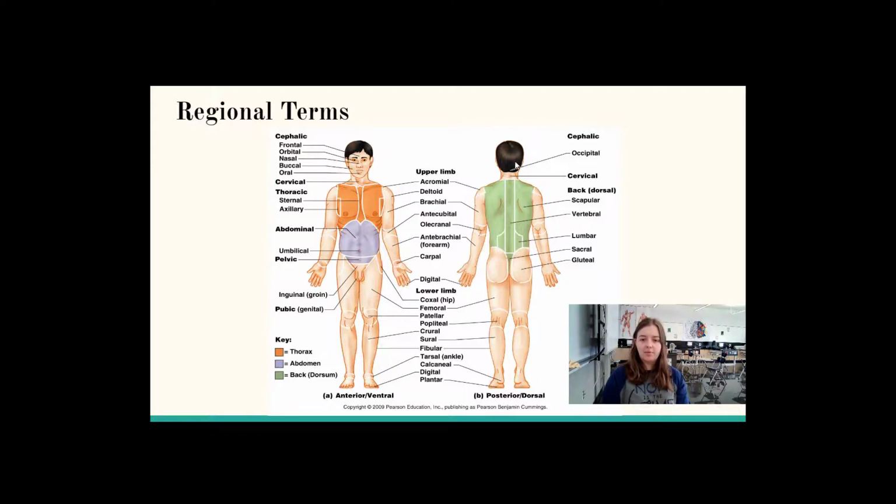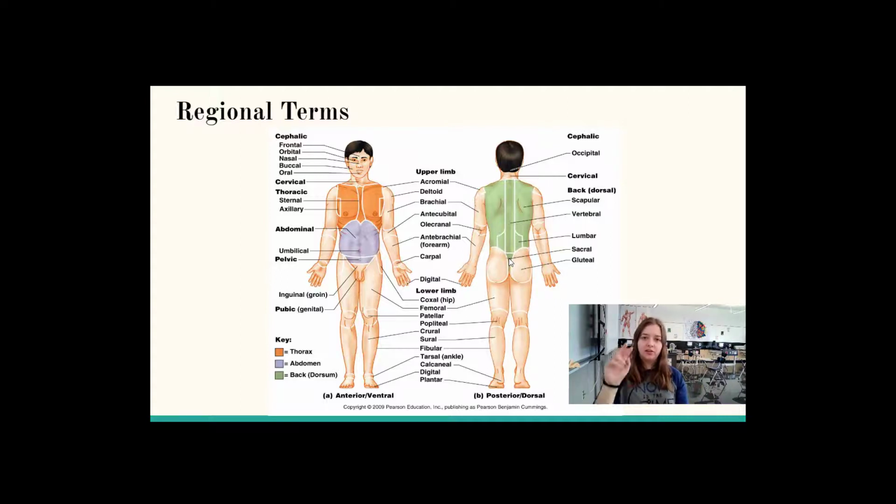Let's go back up here to your posterior side. The back of your head is called the occipital region, because that's where your occipital bone is and your occipitalis muscle is. Once again, your neck, posterior and anterior, is called your cervical region. Your shoulder blades, that's your scapular region. Your vertebrae or your spine is called your vertebral region. Your lower back is your lumbar region.